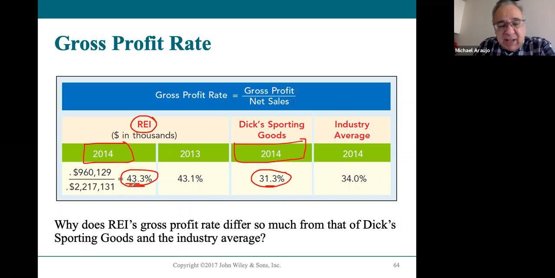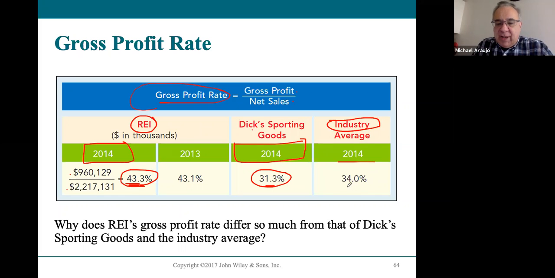As you see, it's significantly lower than REI. Does that give REI an advantage? Well, it depends. Gross profit is important, but more important is your overall profit at the end. How is the industry doing? Now, the word industry, in essence, means firms that are doing the same type of business. Dick's Sporting Goods and REI are sporting goods and outdoors retailers, right? So if you look at that group as a whole, that's the industry.